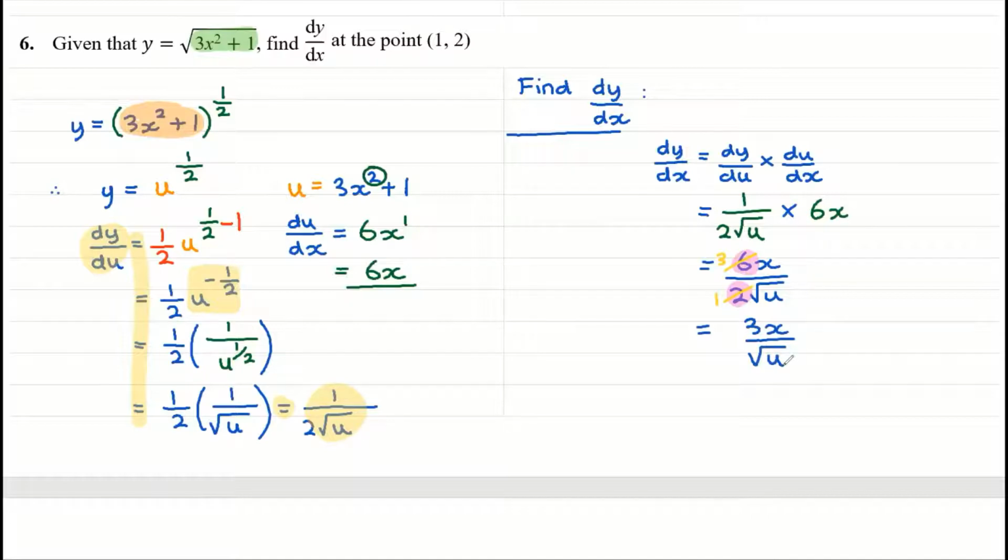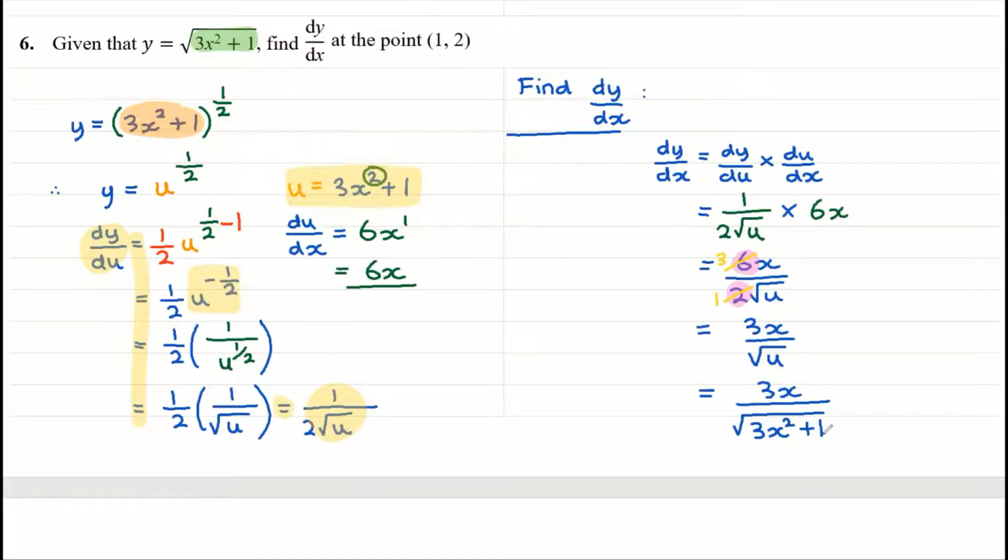And remember, it's dy by dx, so there should not be a u variable in there whatsoever. How did we define u? Well, we defined it all the way over here as 3x squared plus 1. So that would be our final step for finding the derivative. So this is going to be 3x over the square root of 3x squared plus 1. And that's the derivative.